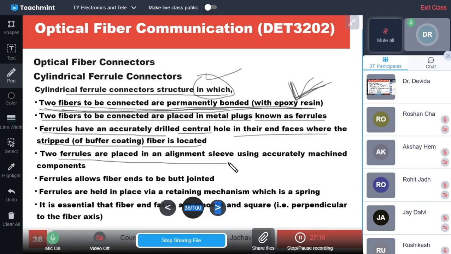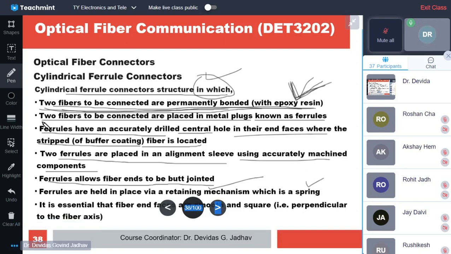So the alignment sleeve will align the ferrules as well as the fibers using an accurately machined component, and ferrules allow fiber ends to be butt jointed together, and ferrules are held in place via the retaining mechanism, which is a spring. The ferrules are held together with the spring, and it is essential that fiber faces should be smooth and square, perpendicular to the fiber. Square means perpendicular to the fiber axis. So these are the main points in the ferrule connector structure.